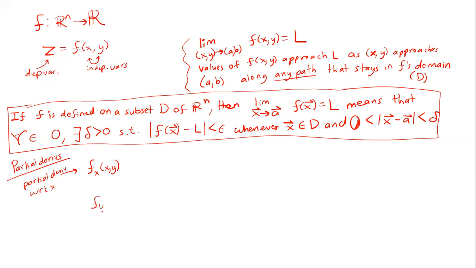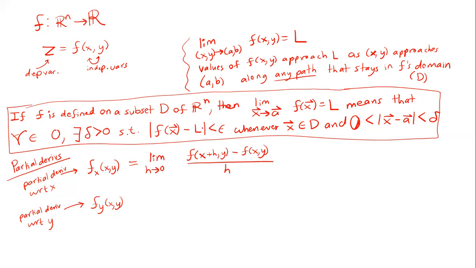And here's fy of xy, which is the partial derivative with respect to y. What these are going to be defined as is they have a similar idea to the original types of derivatives we were looking at earlier in this class, which were for single variable functions, in that they have a limit. But here it's going to be the limit of f of x plus h comma y minus f of x, y over h. And you can definitely imagine this extending to many more dimensions.